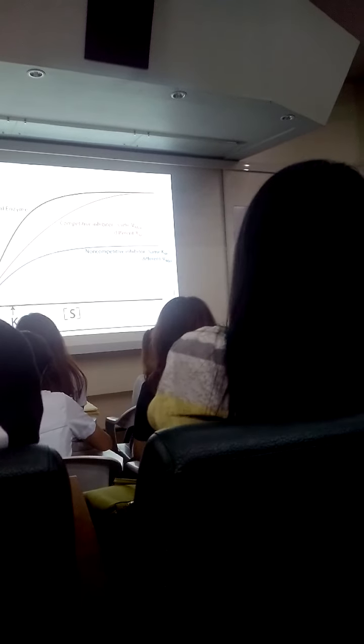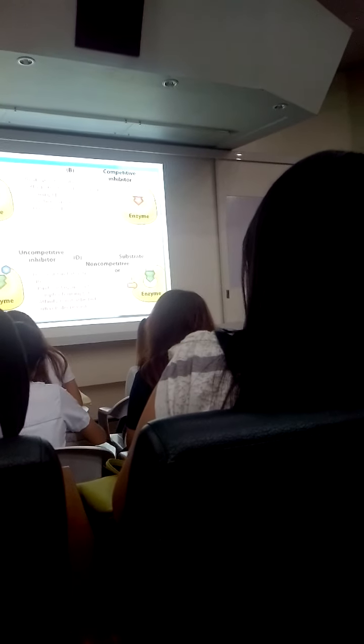So if you were to plot this in your Michaelis-Menten diagram, this would be your competitive inhibitor. Your Vmax remains the same, right? And then your Km is increasing.